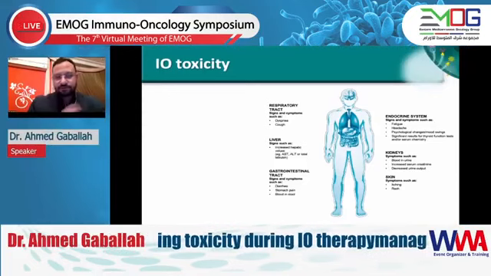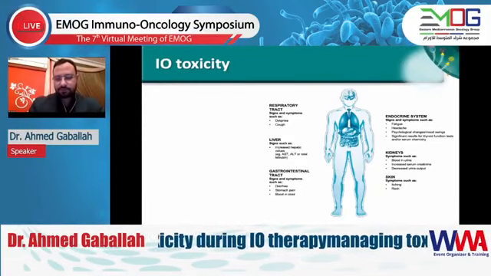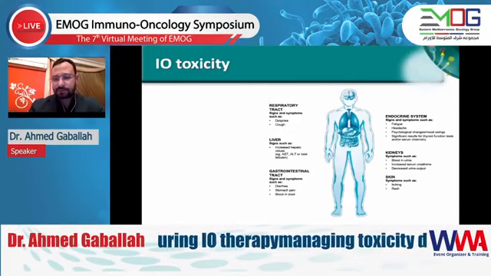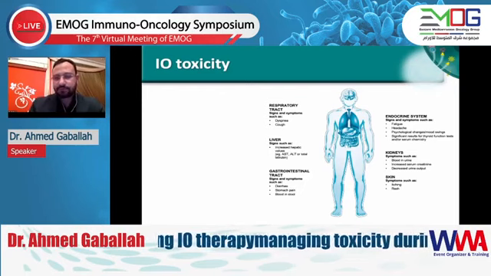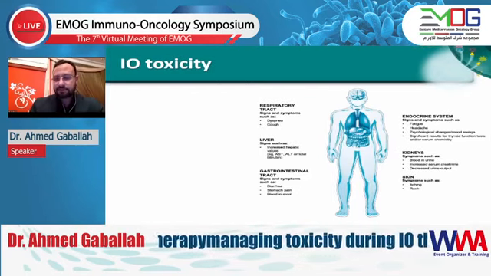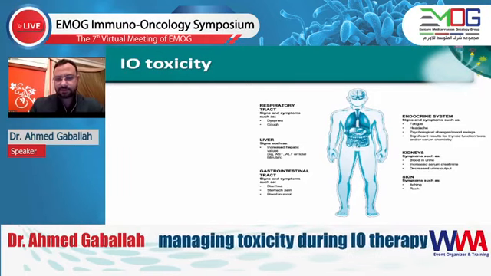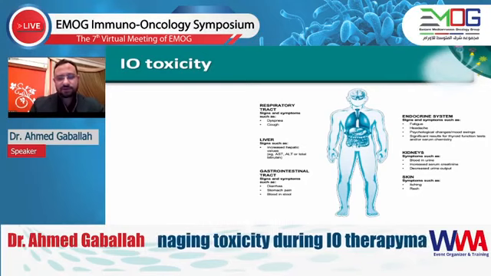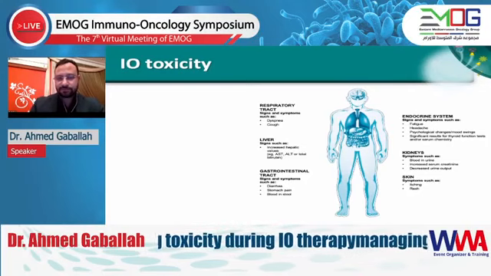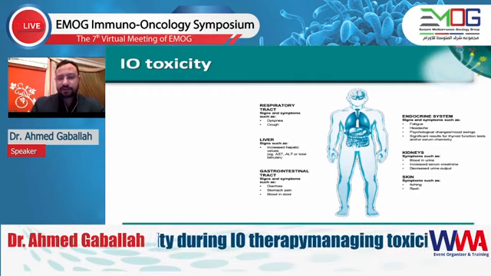Actually, I start with this picture. We can say that immunotherapy can affect any part of our body with toxicity. It can affect the respiratory tract, the endocrine system, the kidney, the skin, the liver, the gastrointestinal tract. We can say that everything with itis can happen during IO toxicity. The most common to occur is the skin and GI, definitely.